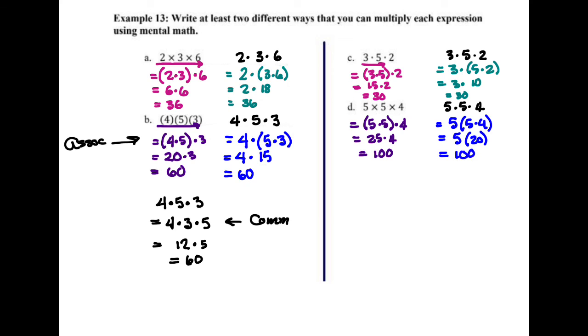Okay, so you can do things different ways to make them easier, and you'll get used to looking at the numbers to see which ones you want to multiply first. You'll just get used to it after a while.